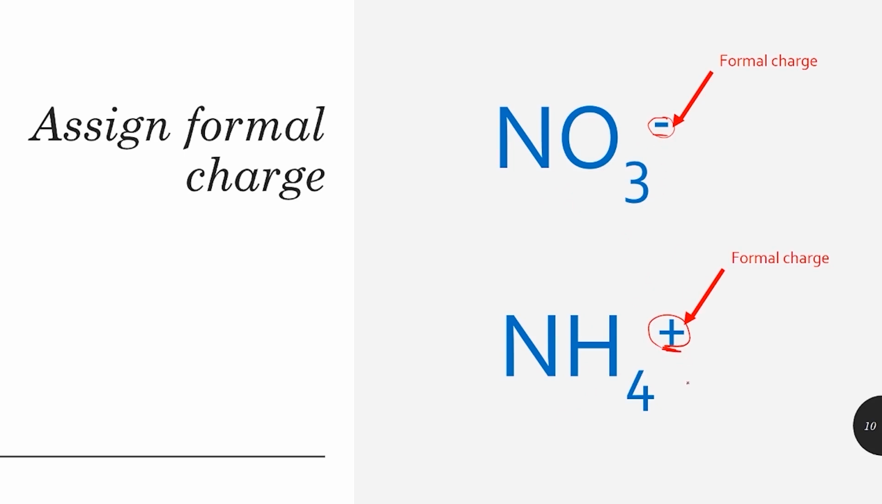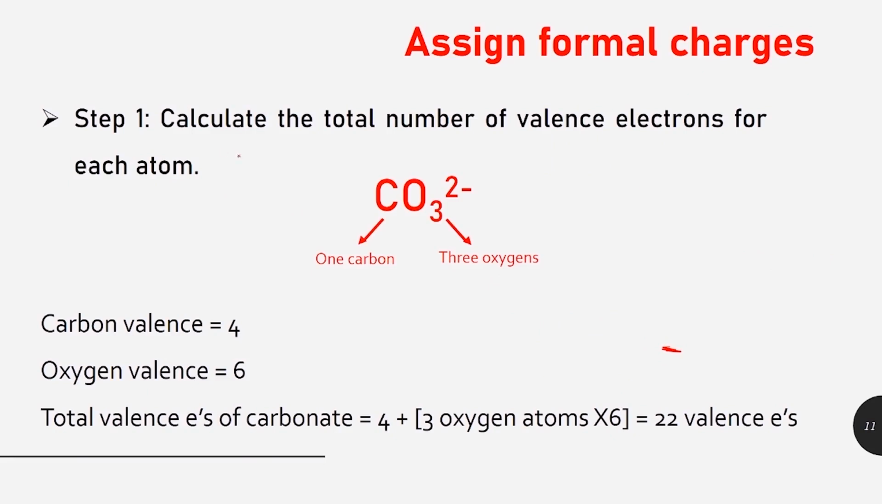The first step to assign the formal charge is to calculate the total number of valence electrons of each atom. For example, carbonate ion. Let's calculate the total valence electrons. The number of carbon valence electrons is equal to 4, and the number of oxygen valence electrons is equal to 6. The total valence electrons of carbonate is equal to 4 plus 3 oxygen atoms, each has 6 valence electrons. So the total is equal to 22 valence electrons.